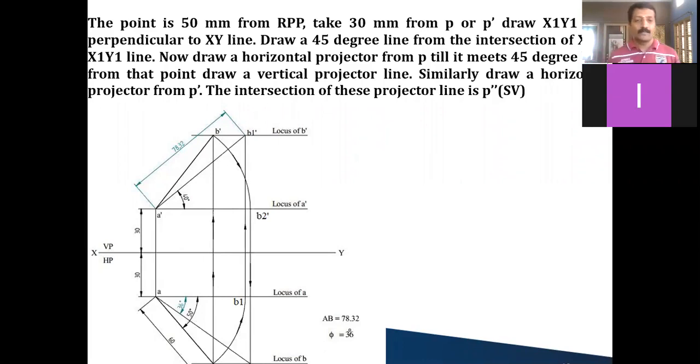Almost the construction is completed. What are the things he has asked? You measure it and write the answer. The true length he has asked, that is 78.32. The true inclination with respect to VP he has asked, that is 53.6 degree. So like this, even in n number of exercises, if I solve, the same procedure you have to follow. One or the other data is given, you make use of that data, complete the projection, and at the end we have to find out the answers.